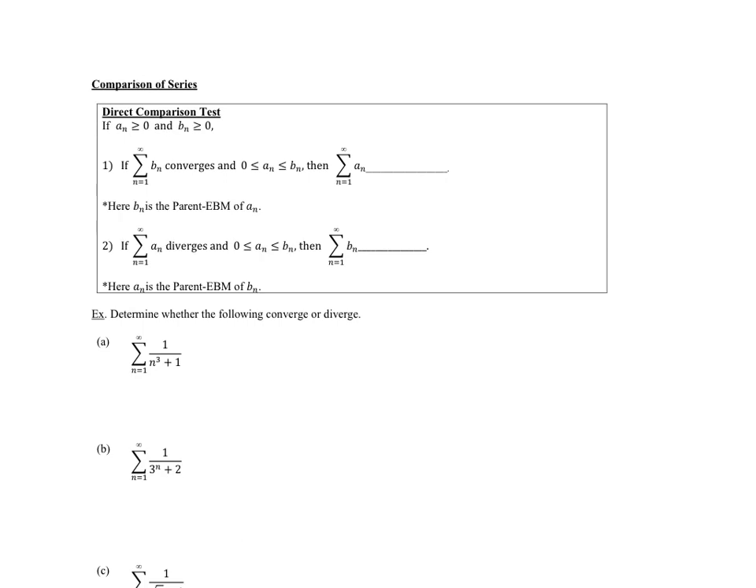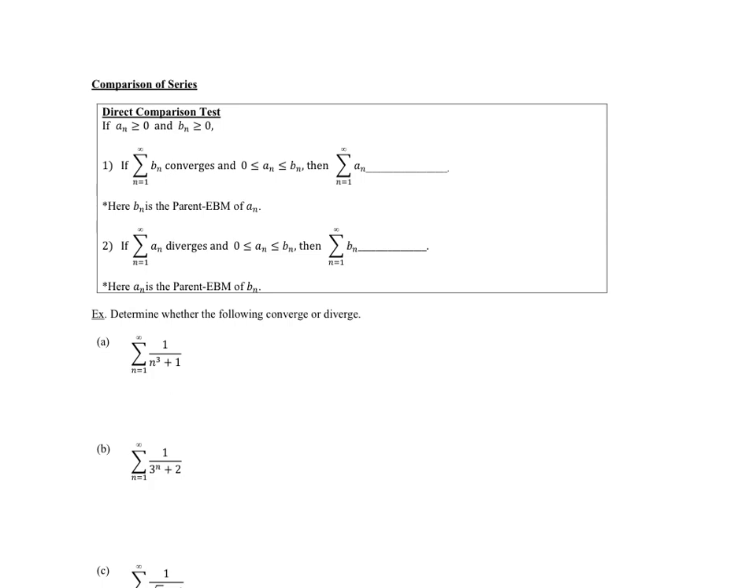a sub n has to be greater than or equal to 0, and b sub n has to be greater than or equal to 0. All right, so they have to be positive values or non-negative. So the question would be, okay, where's this b sub n business? Well, b sub n in one case is going to be the parent EBM of the a sub n, and vice versa for the other situation.